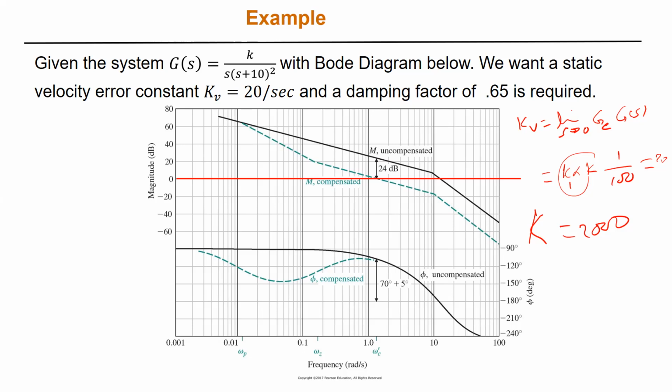Now, what else do I need to satisfy? The phase margin. What's the phase margin? Zeta is equal to 0.01 times phase margin, I think. No, this is 100 times zeta. Yeah, 100 times zeta. So this is going to be 65. The phase margin which I want is 65.